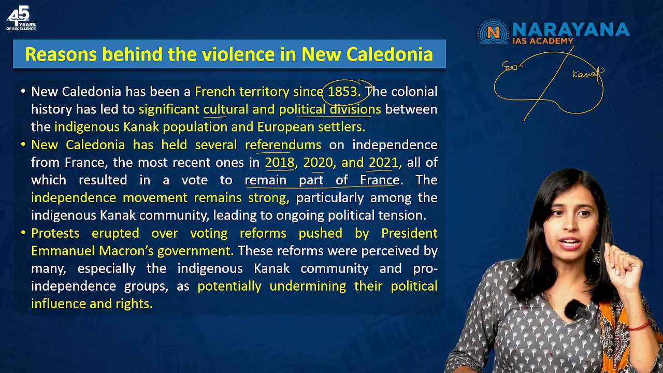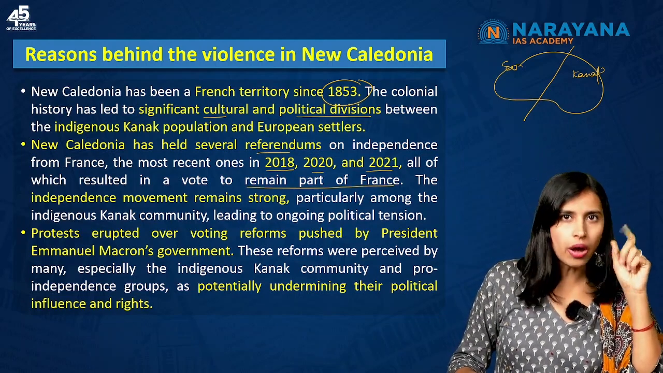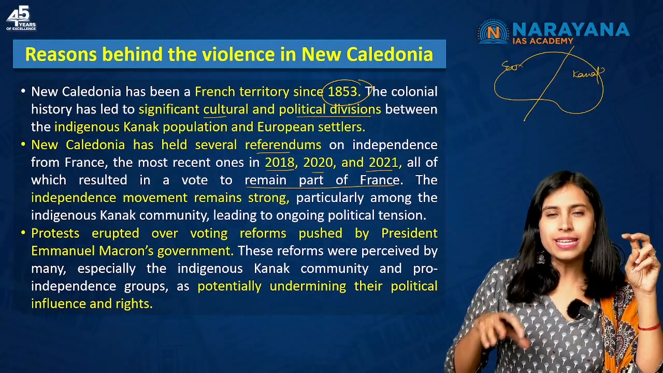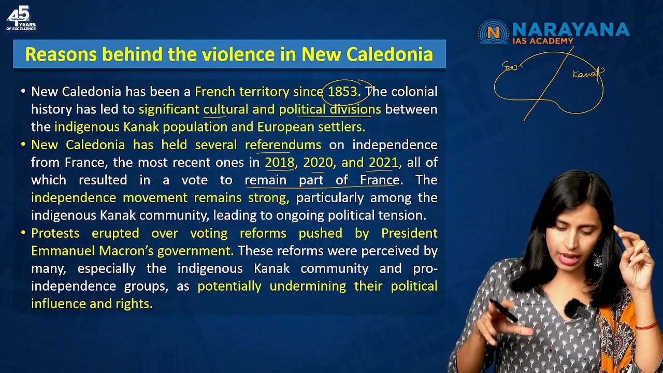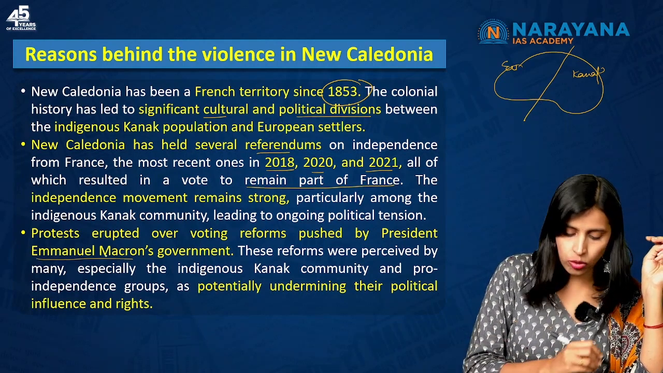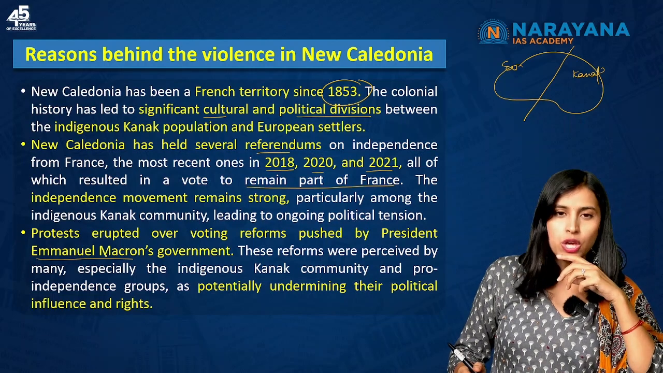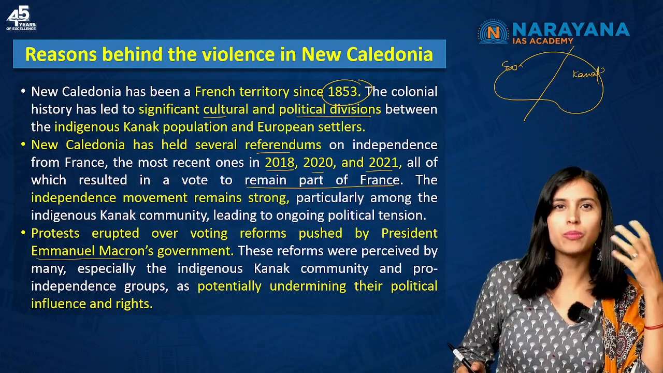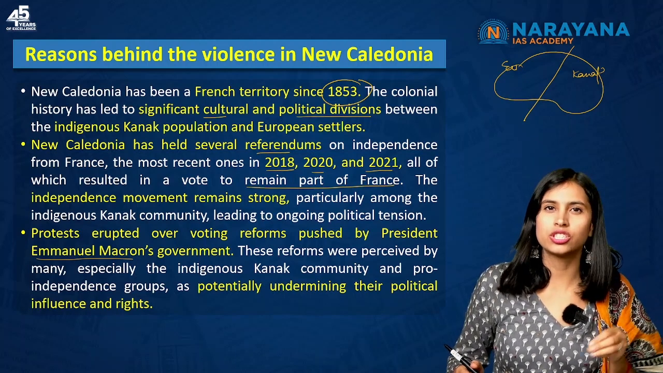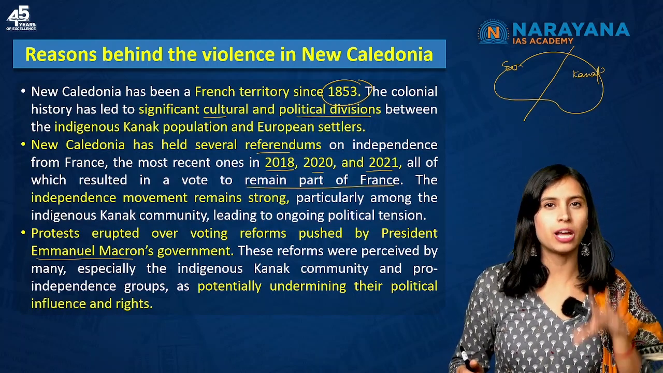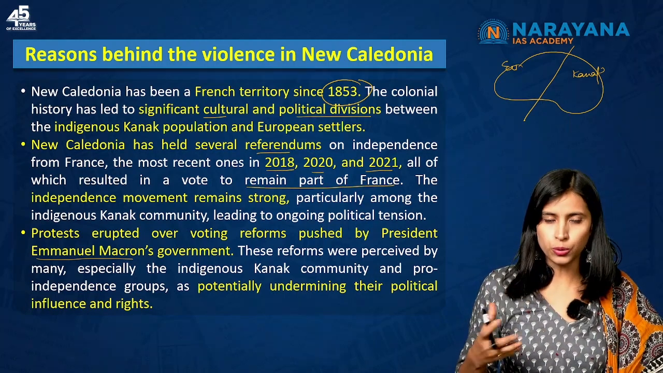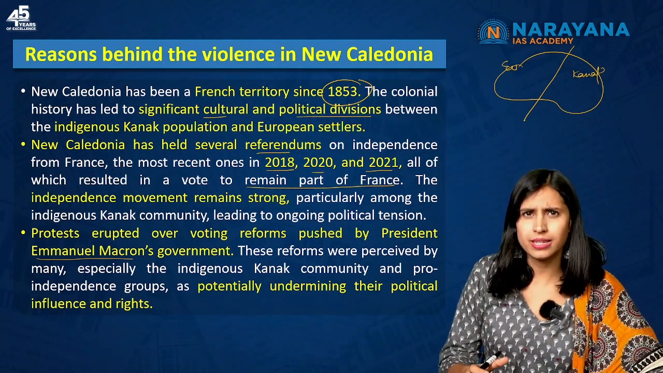Now, this tension is further fueled by the strong independence movement of the Kanak people, along with the recent activity by the French Prime Minister, that is, the Emmanuel Macron government, which has used a very strong hand against the protests that were going on. They have also imposed certain political restrictions, which the indigenous Kanak people consider to be restricting their political freedom. So they believe they are restricting their political freedom.